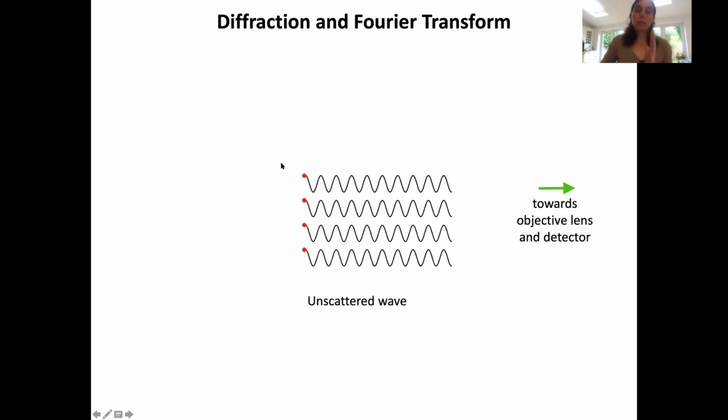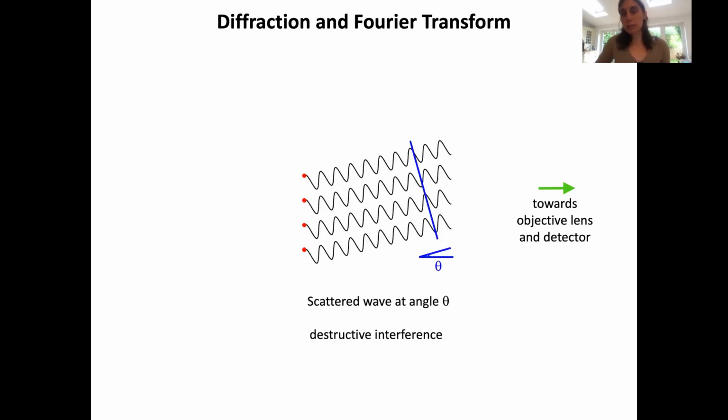So now let's assume we have multiple atoms. Again, we have an incoming wave, and we can have a wave that is unscattered, which, if it doesn't really interact with the sample, will not have any phase shifts, and all of these unscattered waves will be in phase with each other. But then we will also have some scattered waves.